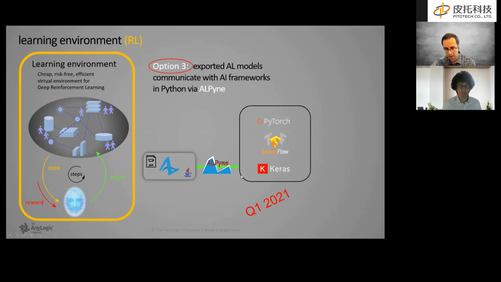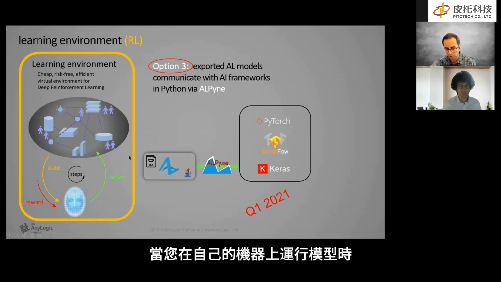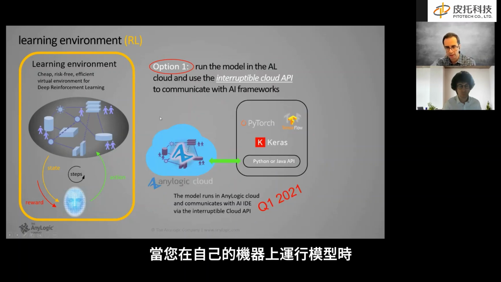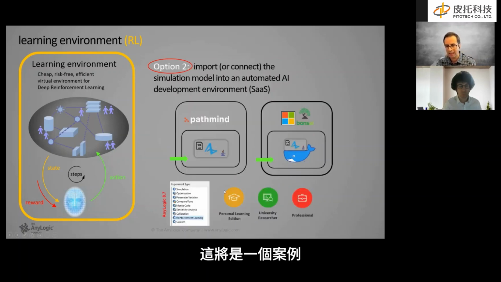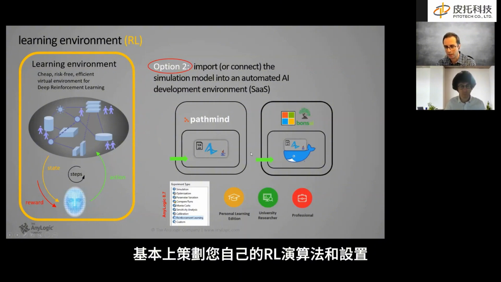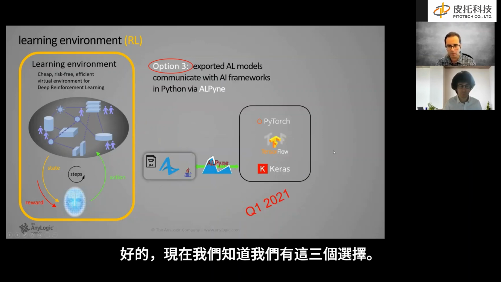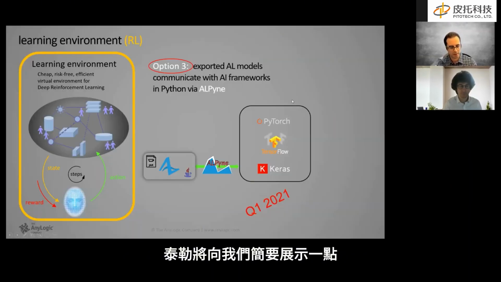So this would be an offline version when you're running your models on your own machine. This is an online version when your models are run on AnyLogic Cloud. And this would be a case when you want to automate the entire process. You don't want to curate your own RL algorithms and setup. Okay, so now we know that we have these three options. Tyler is going to briefly show us a little bit of option two and option three.